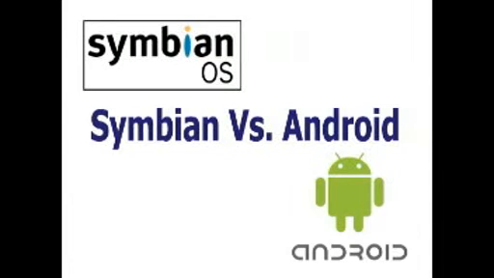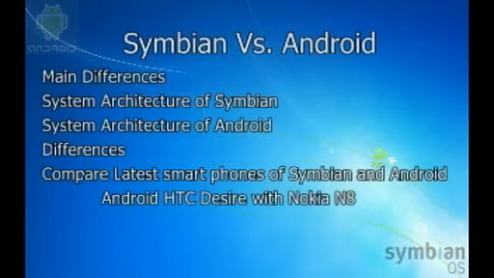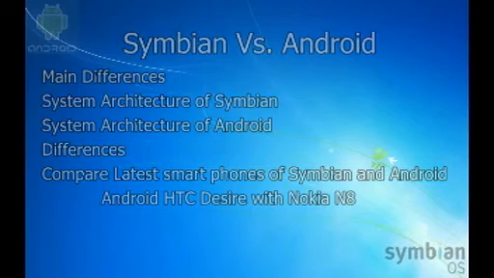Symbian versus Android. This is the second part of our video, Symbian versus Android. In the first part of our video we explained how mobile technology developed over time and why mobile operating systems came into the picture, with a brief history of the Symbian and Android operating systems and their features and capabilities. In this video we are considering the system architecture of Symbian and Android and the difference between these two operating systems, and comparing the latest smartphones of Symbian and Android.